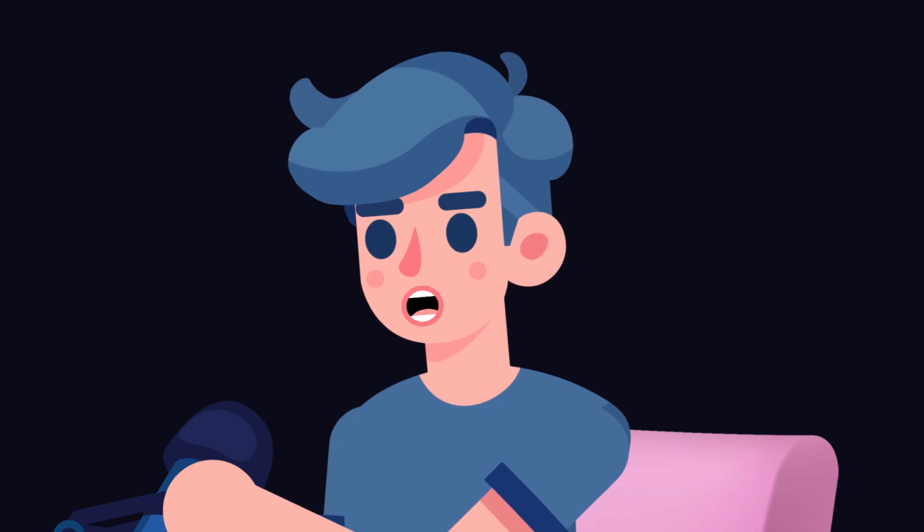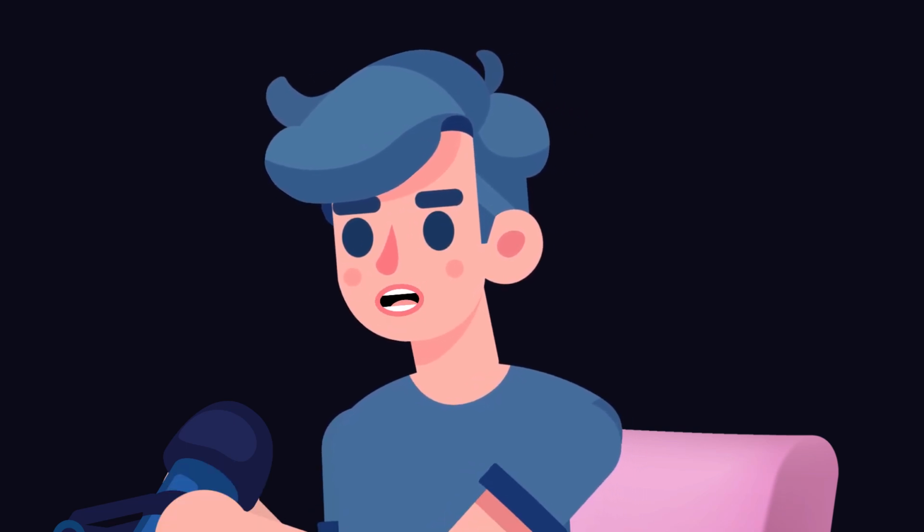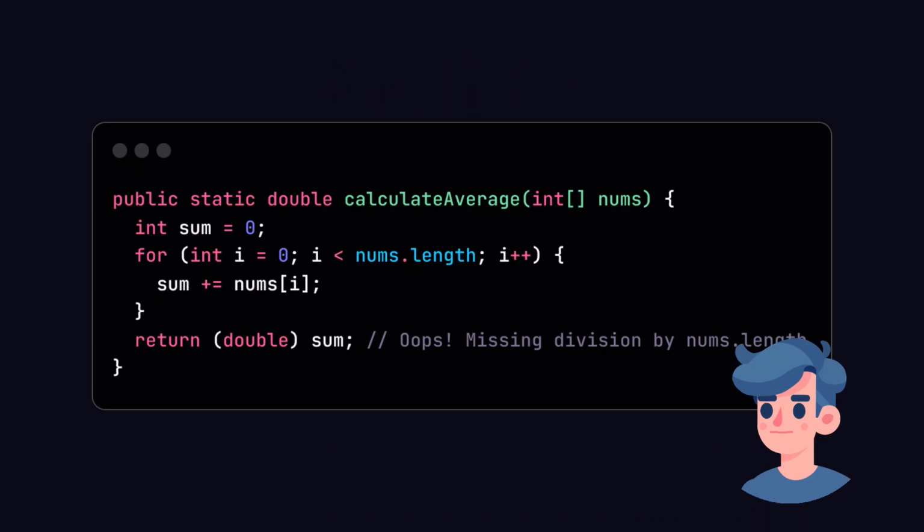But what if the program works fine and we still get unexpected results? This is where debugging comes into play. Next, let's introduce a logical bug. What if we want to calculate the average, but we accidentally forget to divide the sum by the number of elements? Let's run the code once more. You will notice that it simply returns the sum instead of the average.